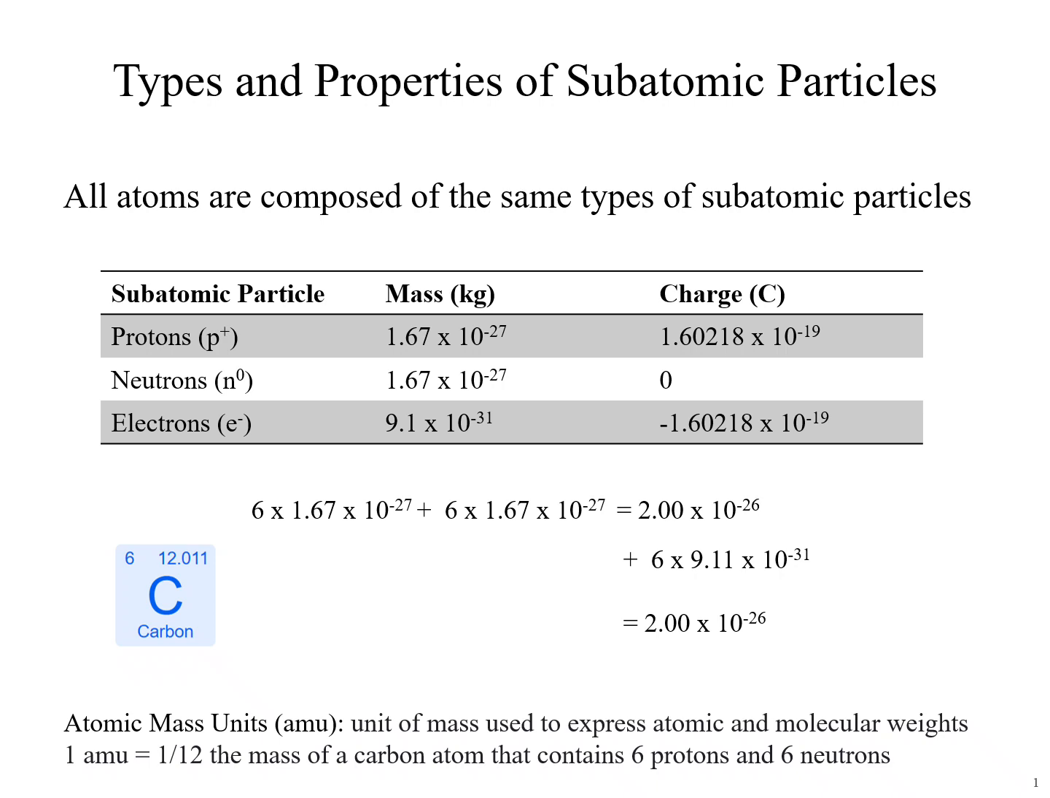Now, for example, an atom of carbon has these three different types of subatomic particles, and that's all it contains. We can think about the mass of the atom of carbon as the addition of all of the masses for the subatomic particles that are present in that atom of carbon. So what I have here is just an equation adding all of the masses.